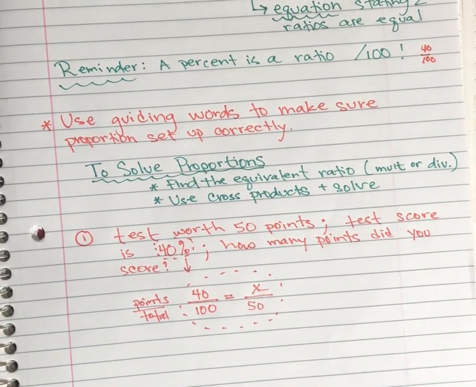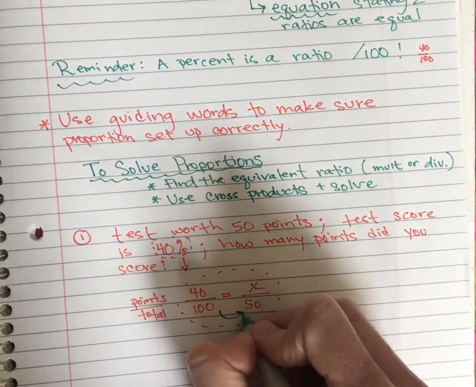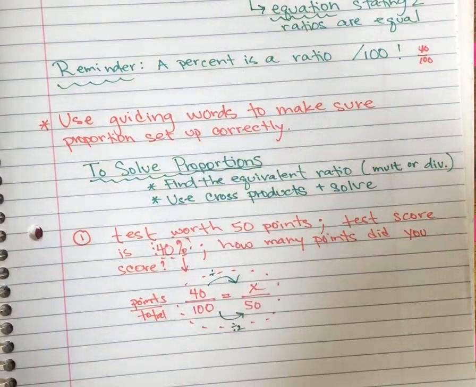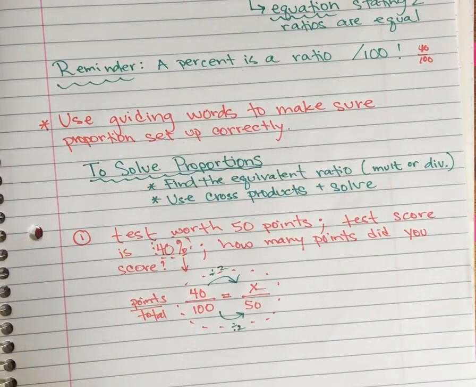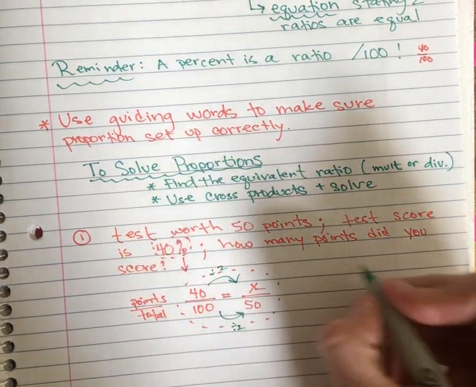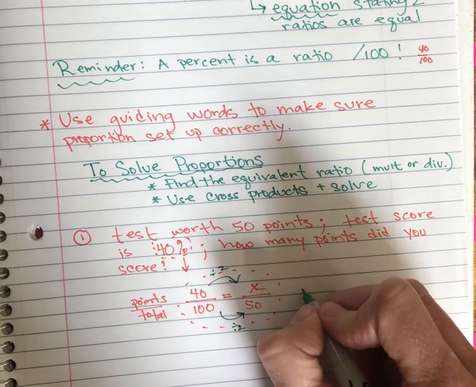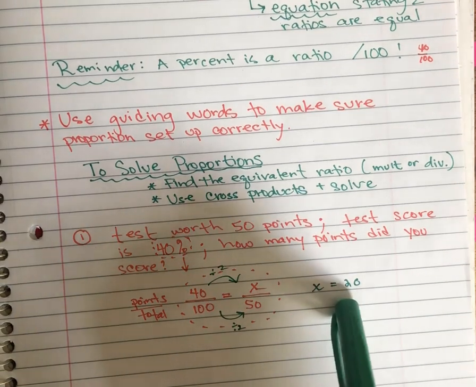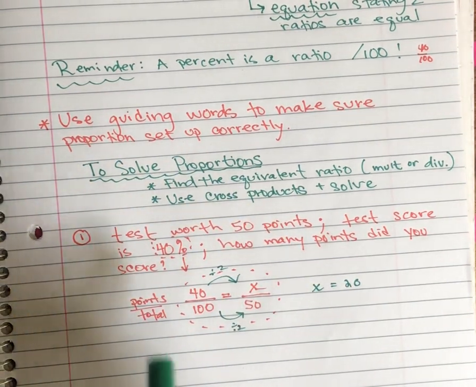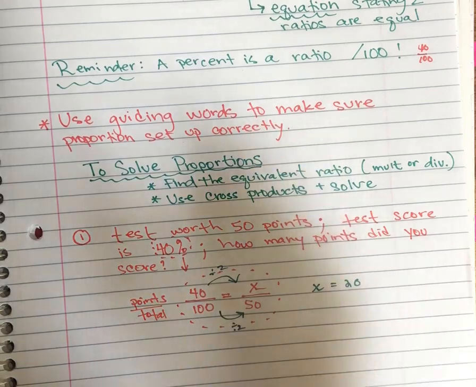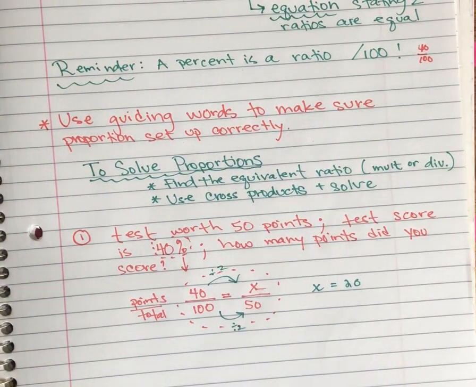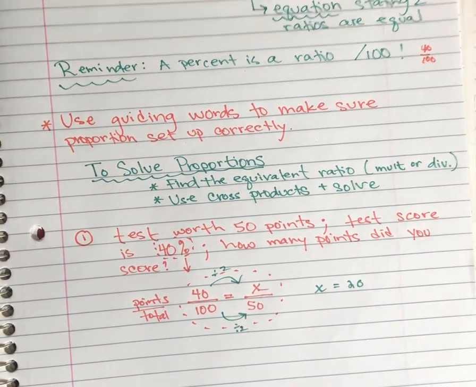And again, we've practiced this before. We've just done it in a table. How do we get from 100 to 50? We divide by 2. So what do we do to 40? We divide by 2. 40 divided by 2 is 20. So in this case, x equals 20. So you scored 20 points out of that 50 to get yourself a 40%. Okay, so we wrote a proportion and we solved it using equivalent ratios. Okay, let's try another one.